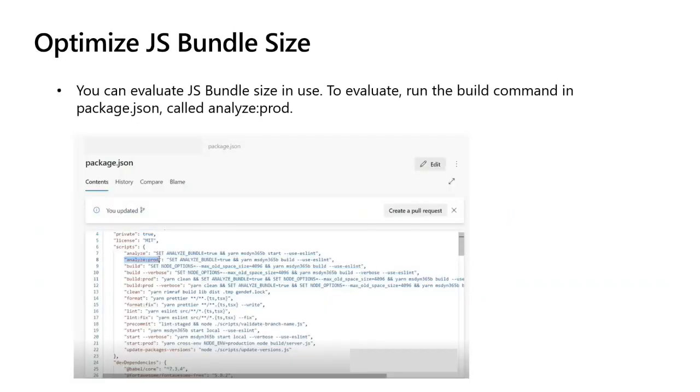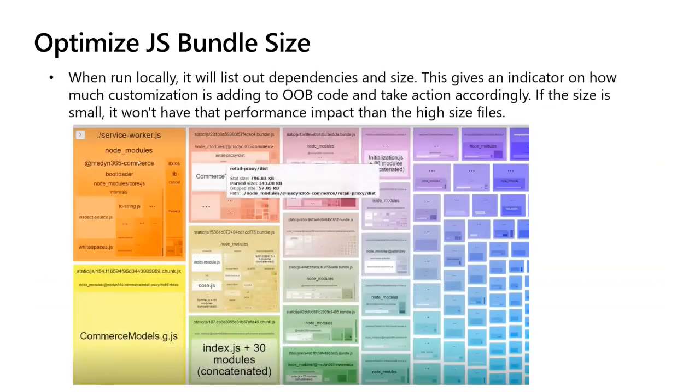With regards to optimizing JavaScript bundle size, you can evaluate the JavaScript bundle size in use. To evaluate this, you can run the analyze prod build command in package.json. It's here. So once you run this command, what happens? When run locally, it will list out dependencies and the size of the JavaScripts. This gives an indicator, and you can zoom in on the results as the content is very rich.